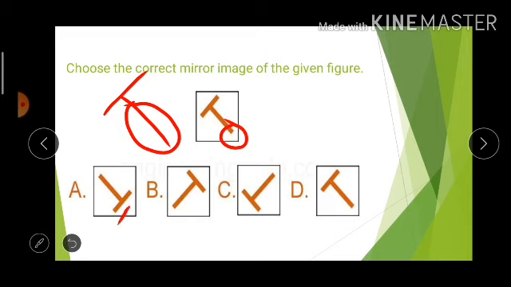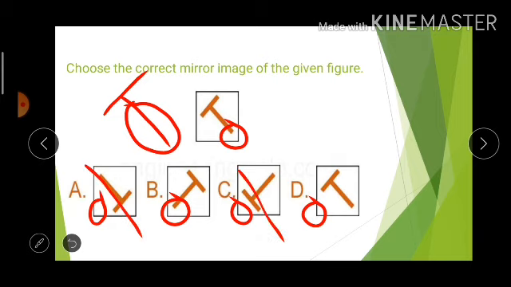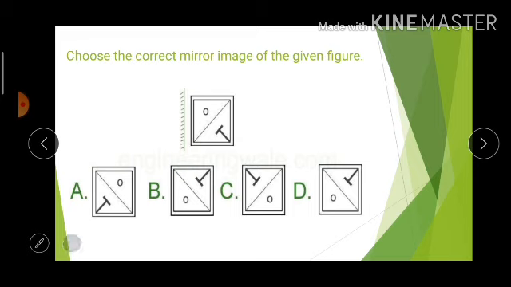So I want the line starting from the left hand side bottom. As I said, the image will get laterally inverted. I'll want a line starting from this side corner. How many images you can see which have a line starting from there? Only one image. Rest every image is wrong. Therefore in this question it was not necessary for you to make the whole image. The answer is B.